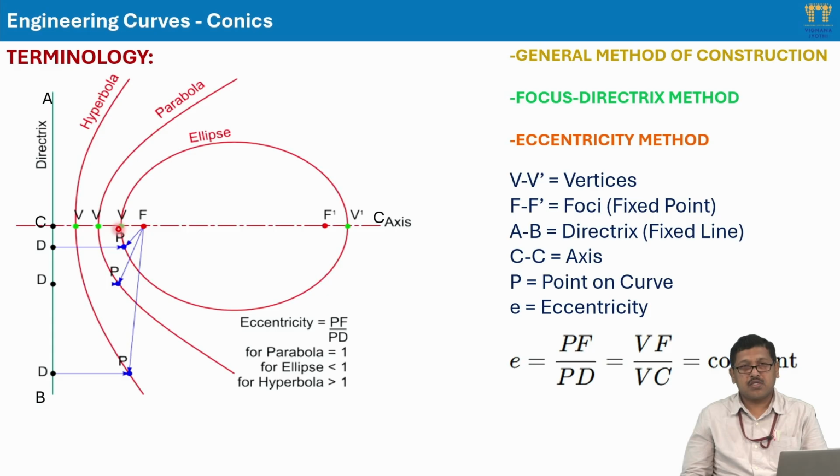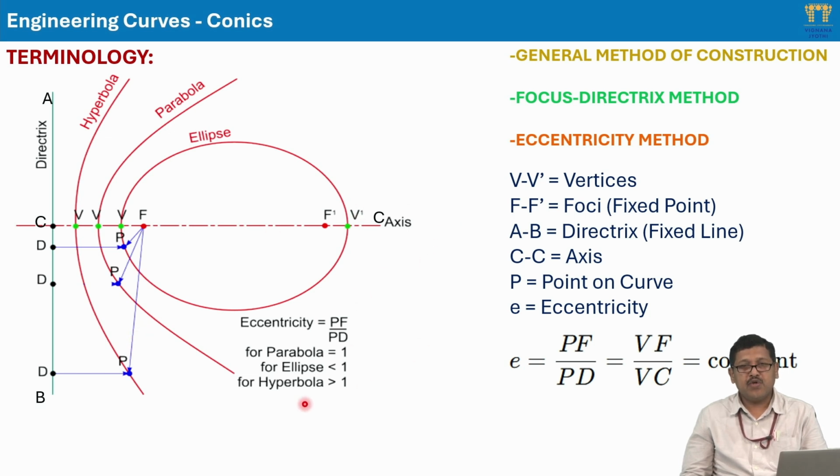Similarly, I can measure the distance of vertex V from the fixed straight line, the directrix. I can take the ratio of this, and that will also be constant. So this is given by eccentricity. So eccentricity E is equal to PF by PD, which is nothing but equal to VF by VC, which is equal to a constant. And these constant values, as I have already told you, for ellipse it is less than 1, for parabola it is equal to 1, and for hyperbola it is greater than 1.